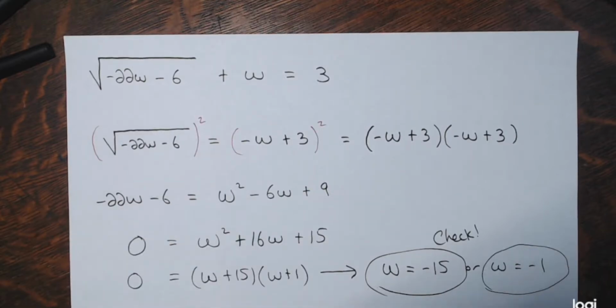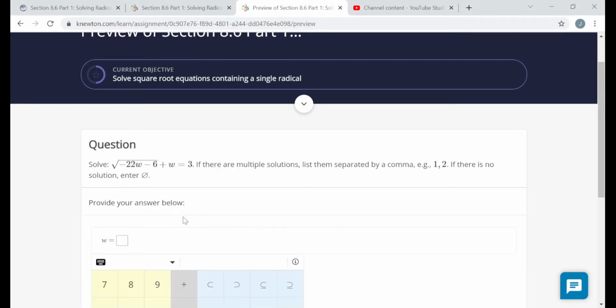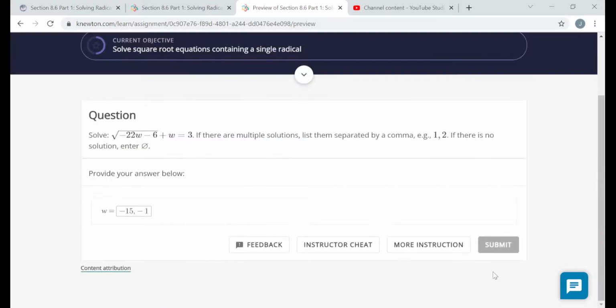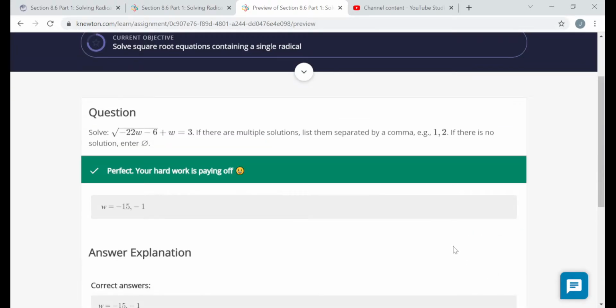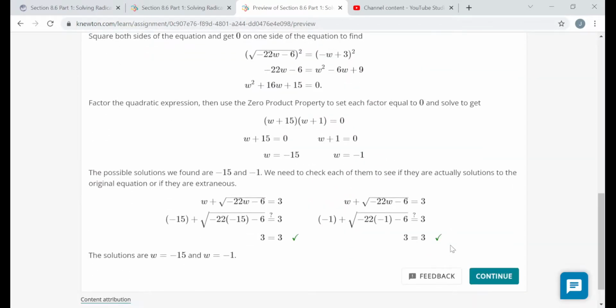All right, so I'm going to enter both answers. Back here, it says if there are multiple solutions, separate them by a comma. So w equals negative 15, that works, and then comma, and then negative 1. Both of those are valid solutions. And then, wonderful. Once again, please read through your answer explanations.